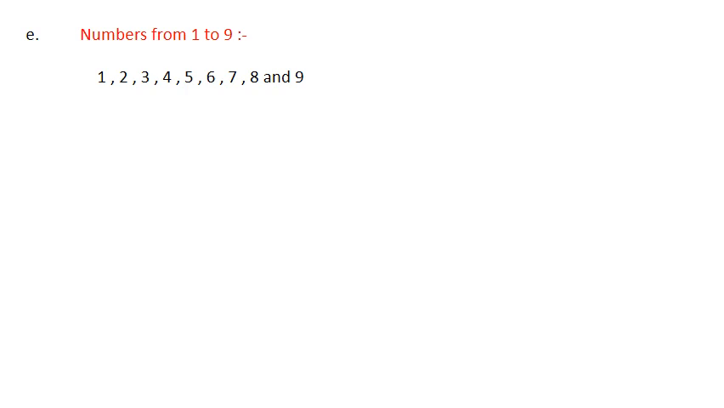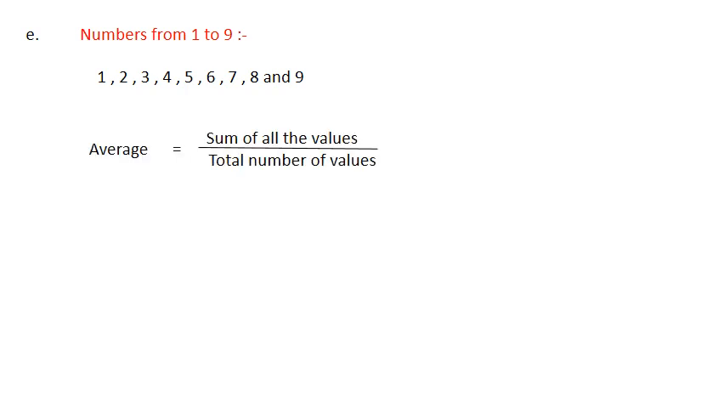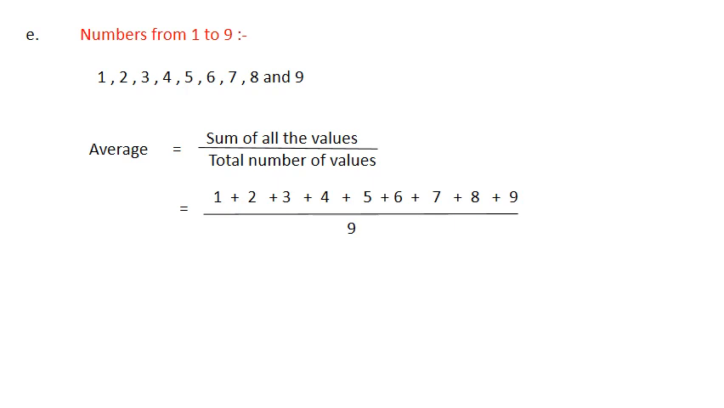Now, same as usual, we'll write down the formula. Average is equal to the sum of all the values divided by the total number of values. Now we will add here. Sum of all values means what? 1 plus 2 plus 3 plus 4 plus 5 plus 6 plus 7 plus 8 plus 9, divided by 9.